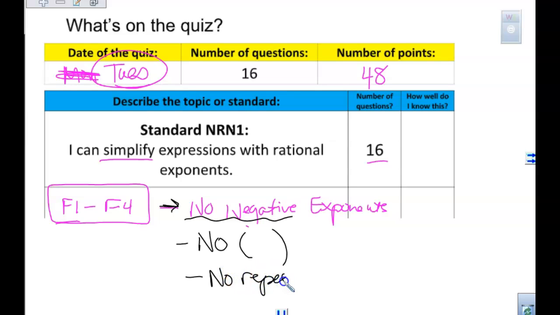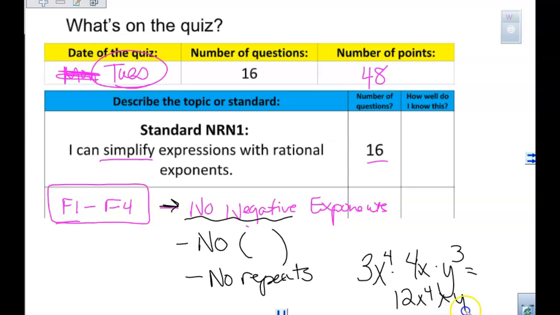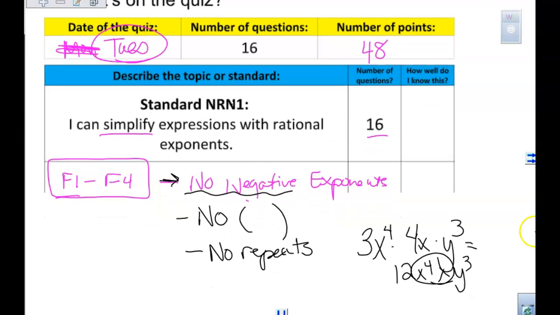Someone said, what do I mean no repeats of variables? If I have 3x to the 4th times 4x times y to the 3rd, and you tell me this is 12x to the 4th x y to the 3rd, I got a repeat of x's. I don't want to see x to the 4th times x. That's x to the 5th. That's not simplified. Simplest form is when I get 12x to the 5th y to the 3rd, right? So no variables repeat anywhere.